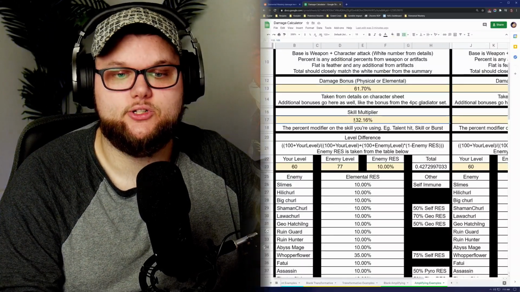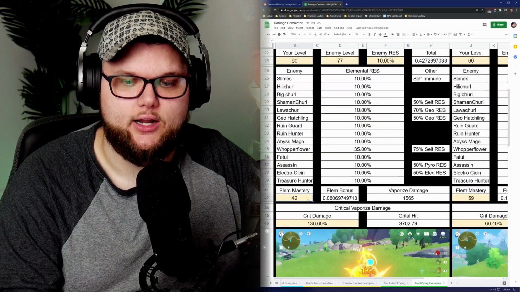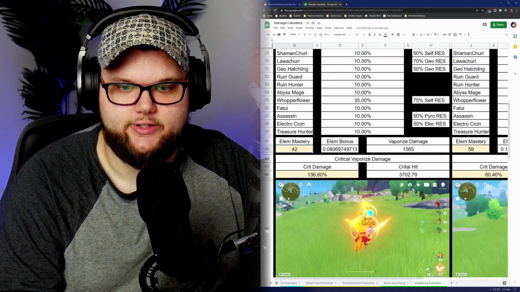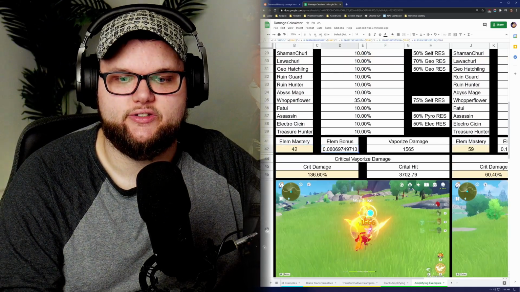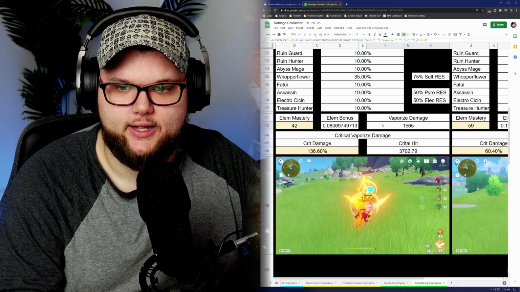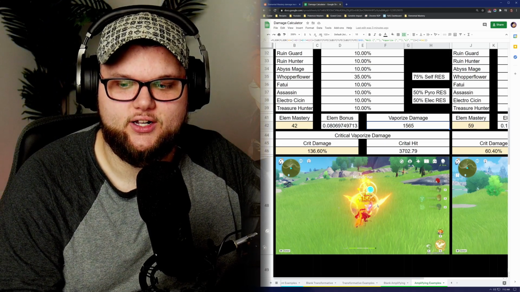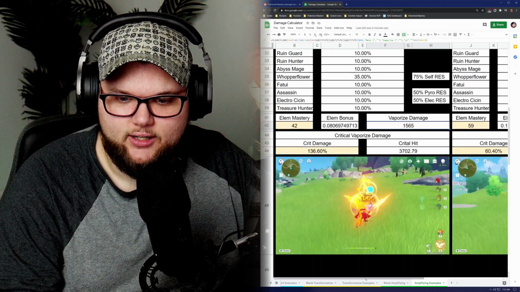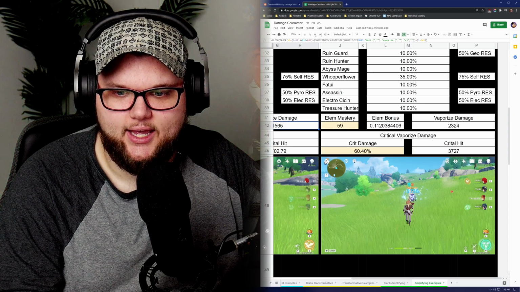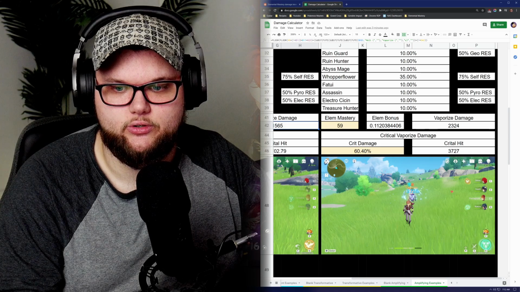Then we take our skill multiplier, which just comes from the talent level, enemy resistance, and our elemental mastery, which again was 42 for this day. And our elemental bonus is there, which means we should hit for 1565 on the vaporize. And as you can see, we hit for 1566. So very, very close.